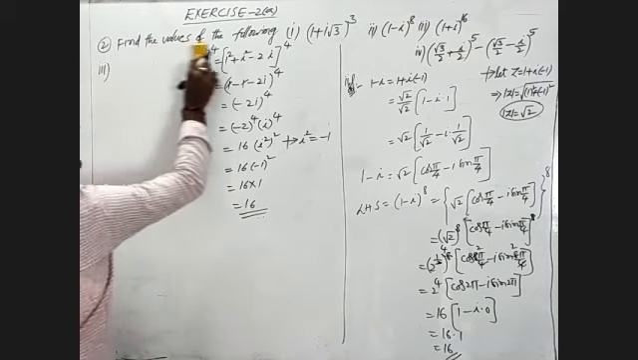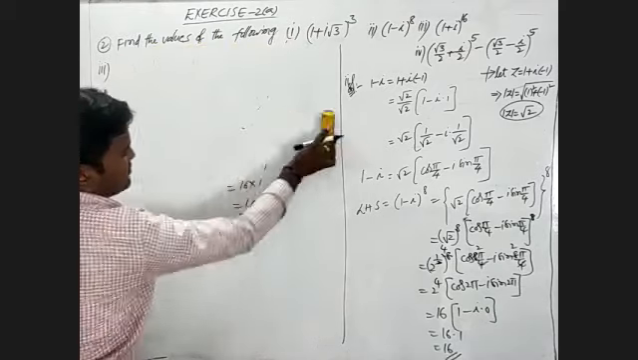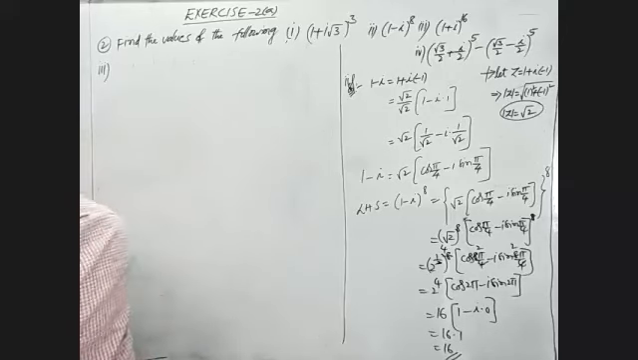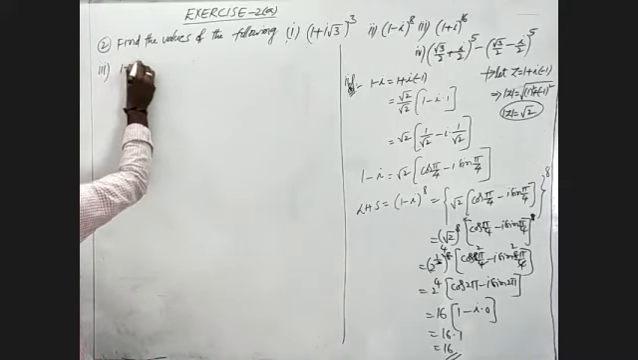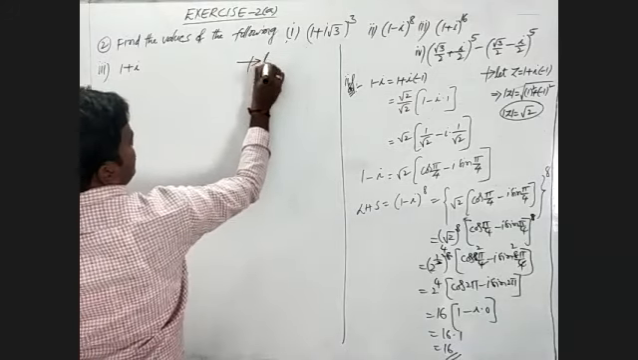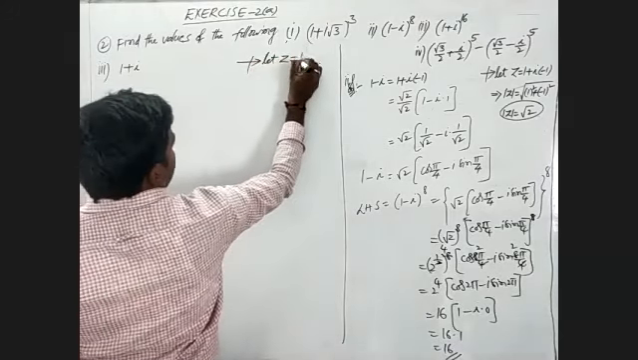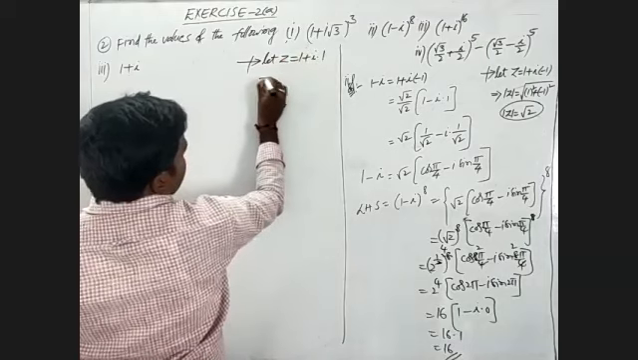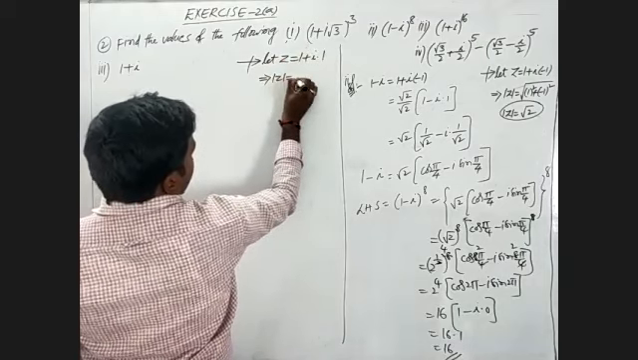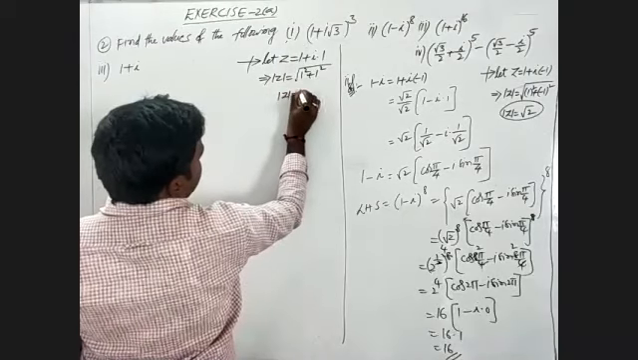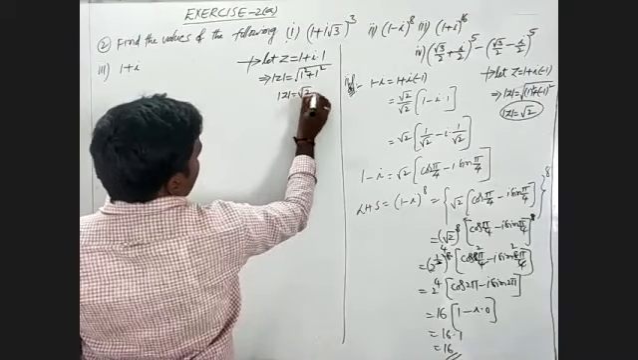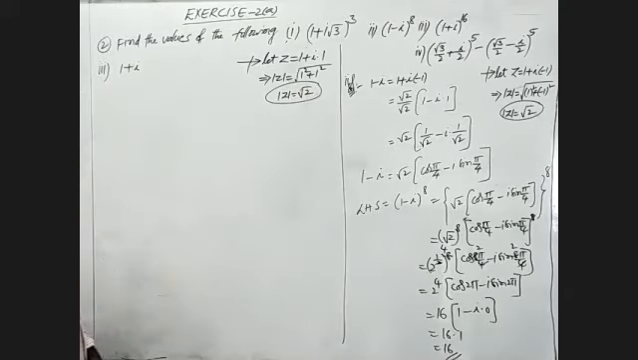So I'm sorry, this is the wrong process. I will take one more method. First I will take 1 plus i as a given complex number. Let z be 1 plus i. Then mod z is equal to root of 1 squared plus 1 squared, that is mod z is equal to root 2.